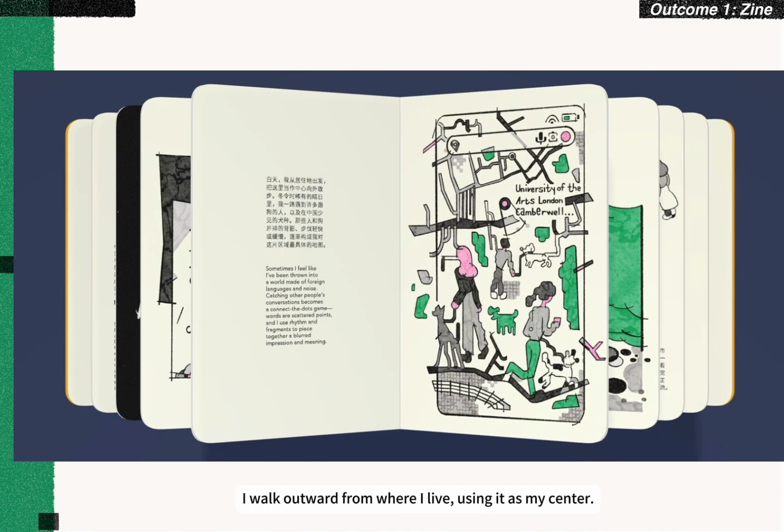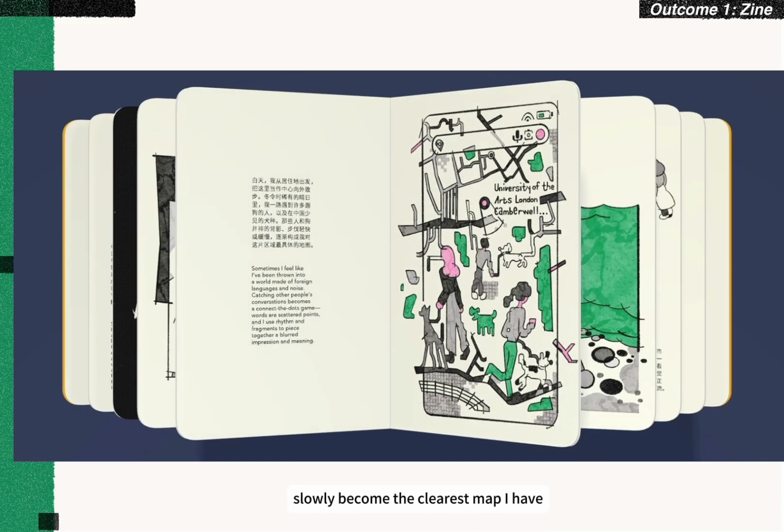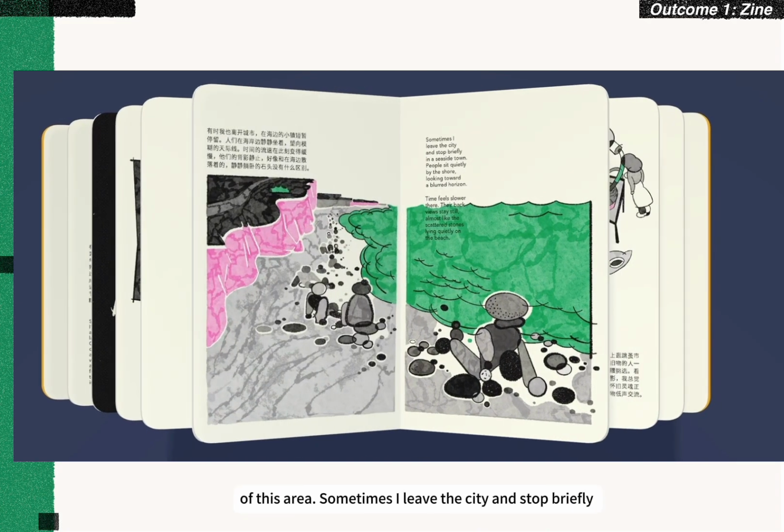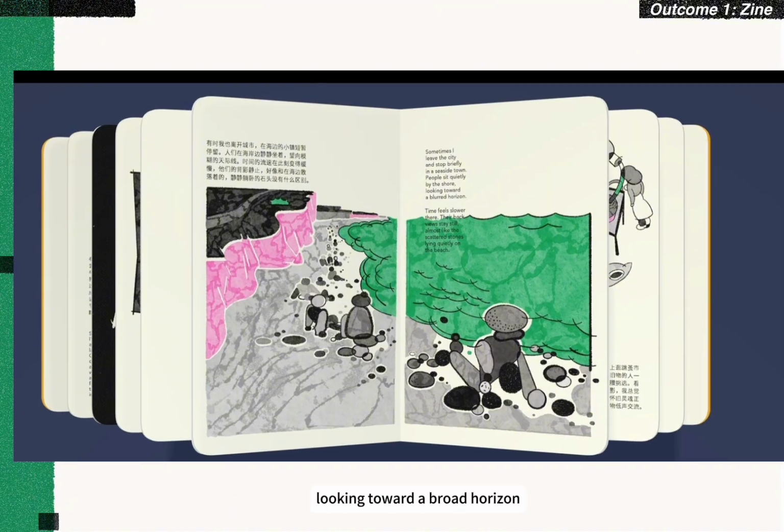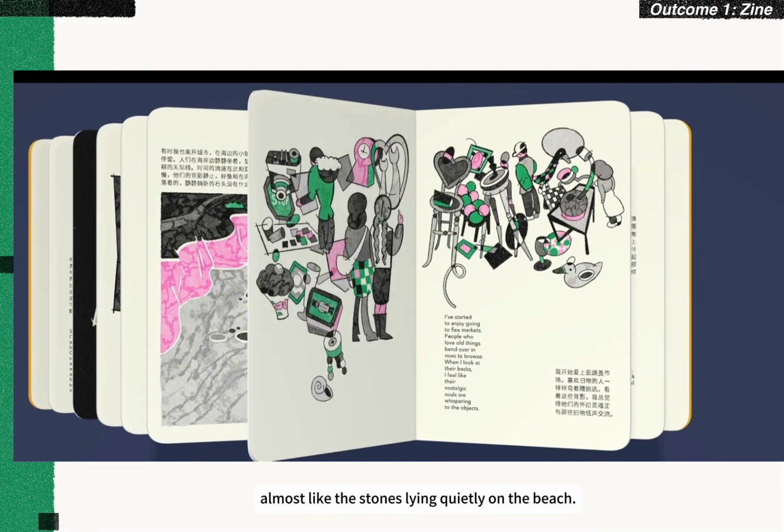During the day, I walk outward from where I live, using it as my center. On rare sunny winter days, I see many dog walkers and breeds I rarely see in China. These back views of people and dogs slowly become the clearest map I have of this area. Sometimes I leave the city and stop briefly in a seaside town. People sit quietly by the shore, looking toward a broad horizon. Time feels slower there. Their back views stay still, almost like the stones lying quietly on the beach.